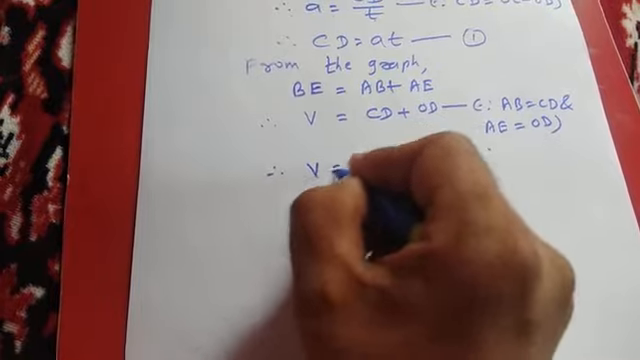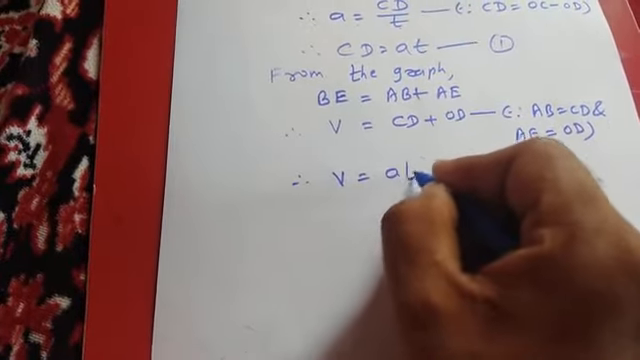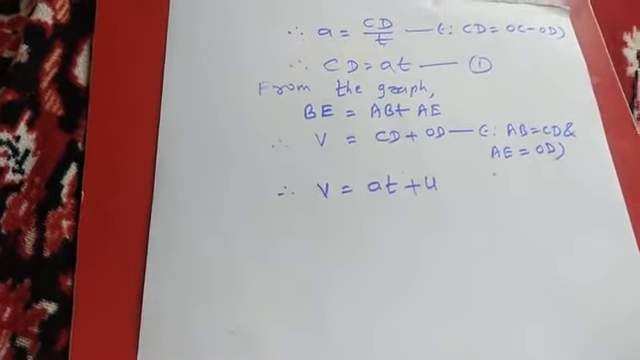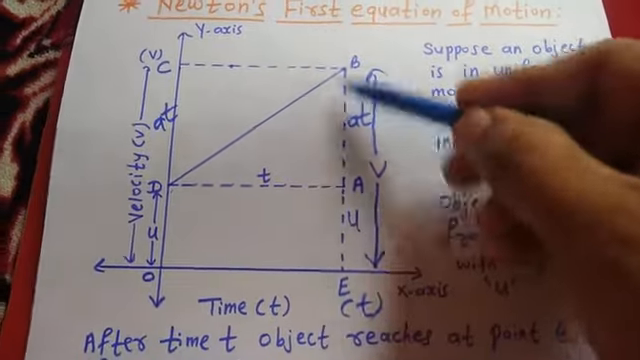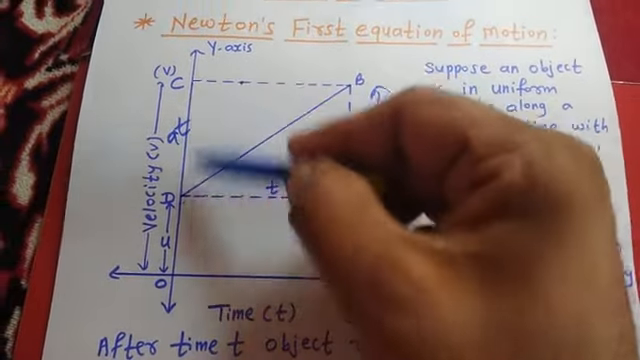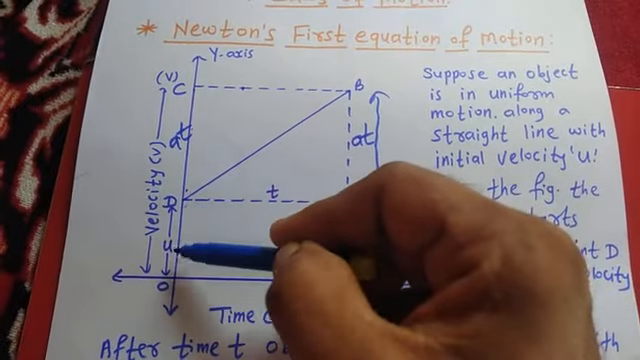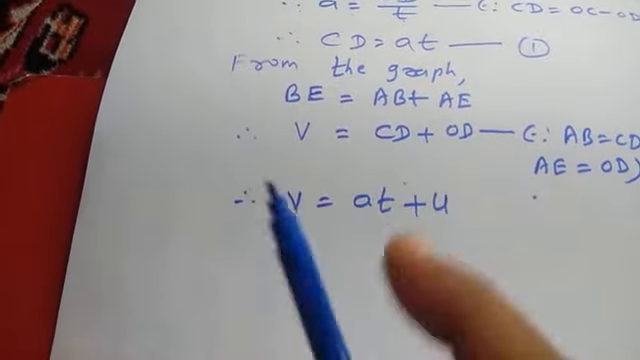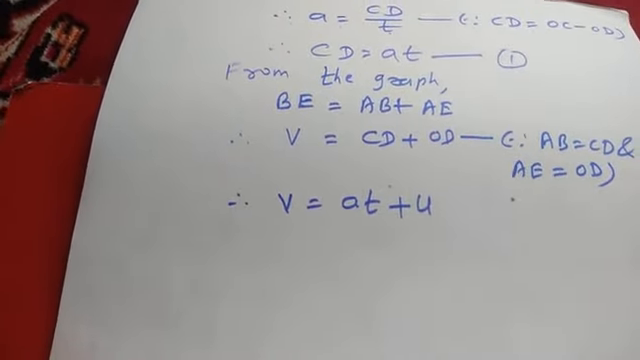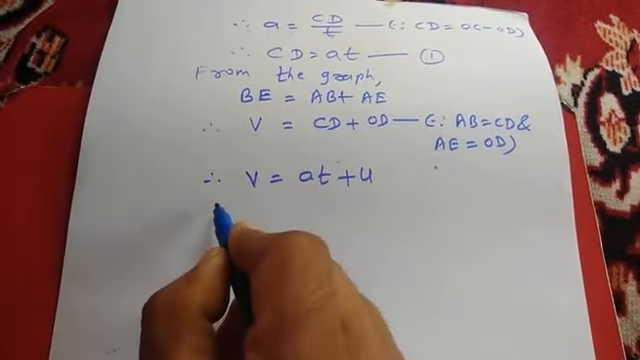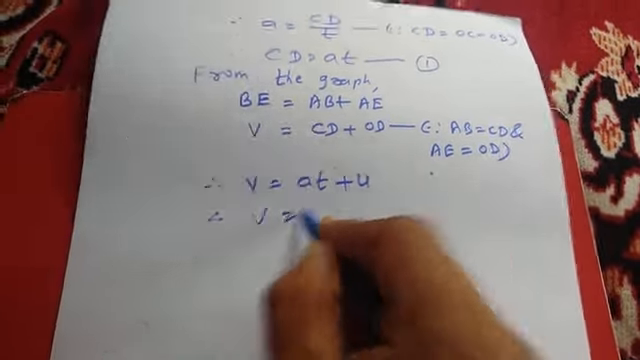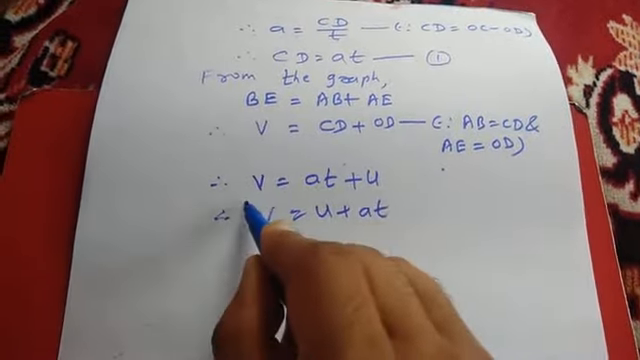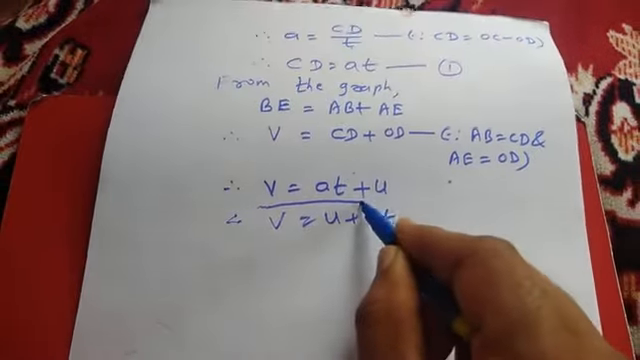Therefore, v is equal to this CD distance is at plus this OD distance is u. See, BE is equal to v, CD is equal to at and OD is equal to u. We have substituted these values in equation. So we have v is equal to at plus u. So this equation can be written as v is equal to u plus at. This is Newton's first equation of motion.